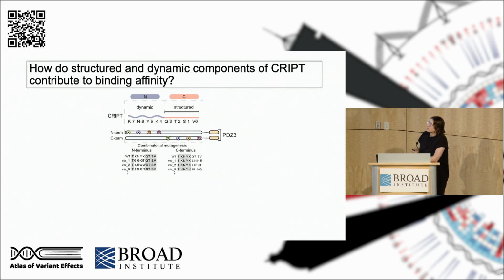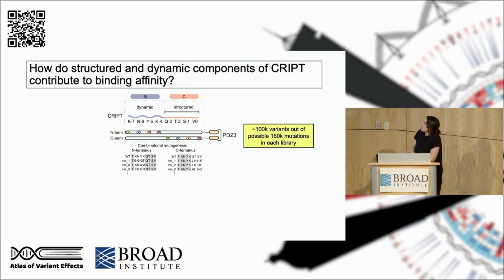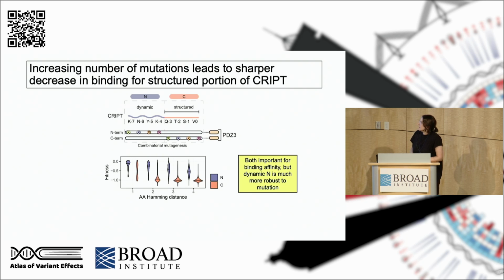So the first thing that we did was just to understand the genetic encoding of the affinity of this interaction. We made two different libraries that are combinatorially complete, one in the dynamic region and one in the structured region. And we had for each library about 100,000 variants, encoding almost the entire combinatorial space of mutations that are possible. And what we found is that both of these regions seem to be quite important for binding affinity, although the N-terminal dynamic region is much more robust to mutation.